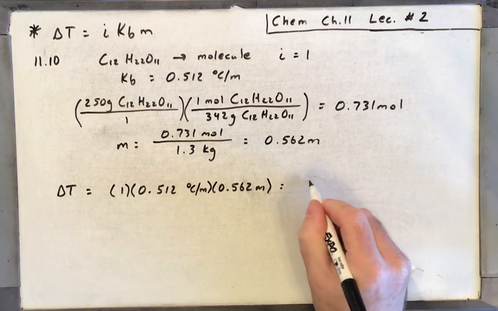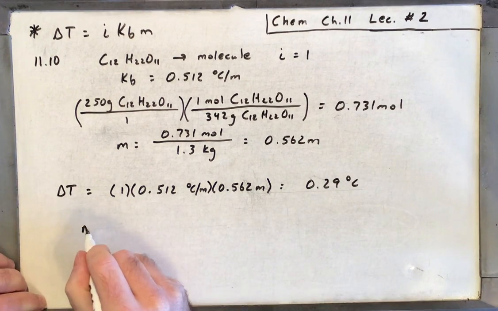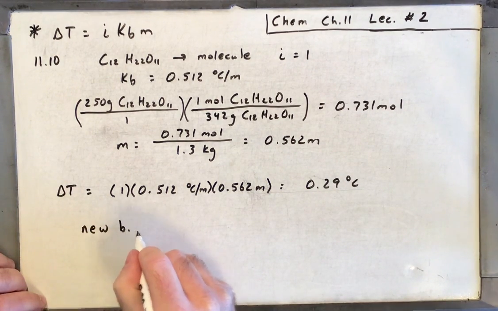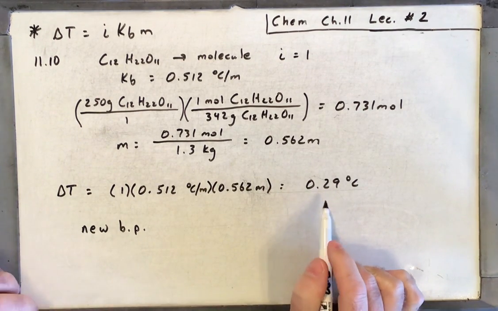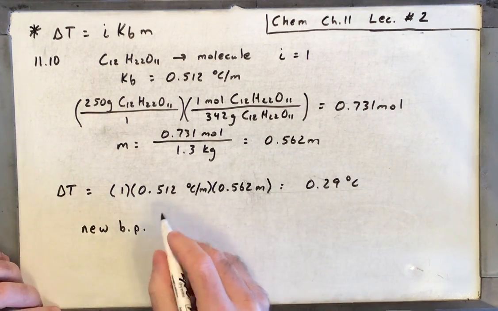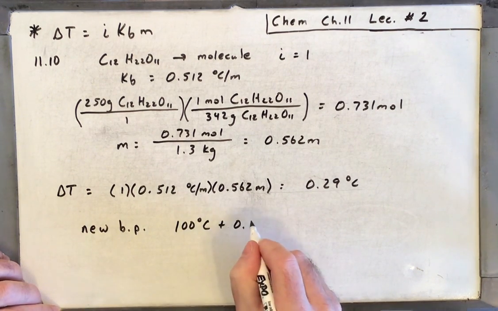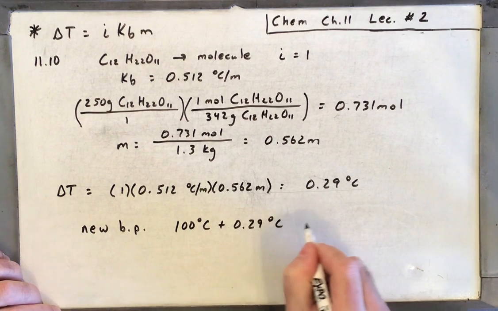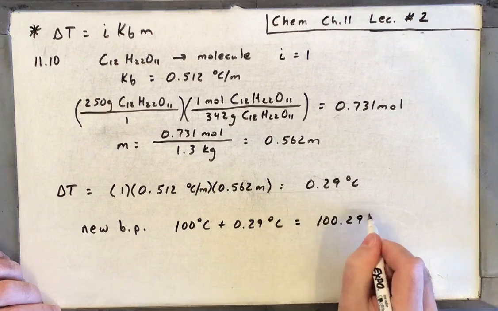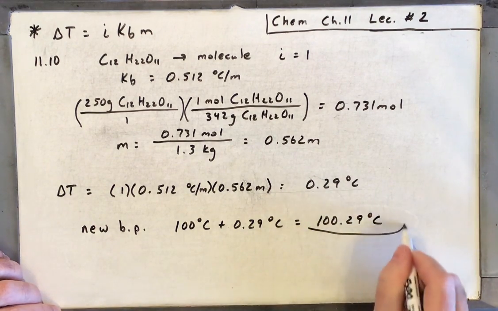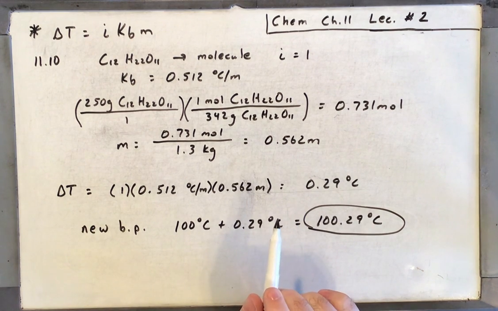And that is 0.29 degrees C. So our new boiling point, it's not 0.29 degrees C. You know the boiling point of water is not that cold. That's almost the freezing point of water. You add this to what? 100. So that's 100.29. So it didn't raise it much, did it? Sugar's not a very powerful boiling point elevator.